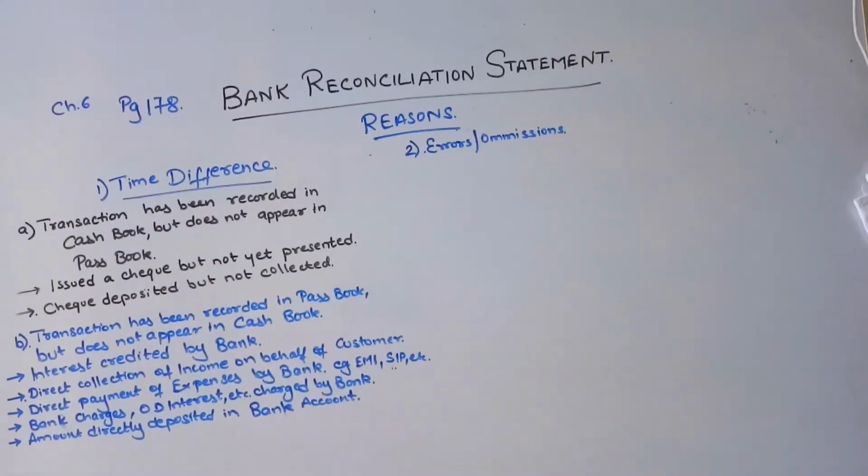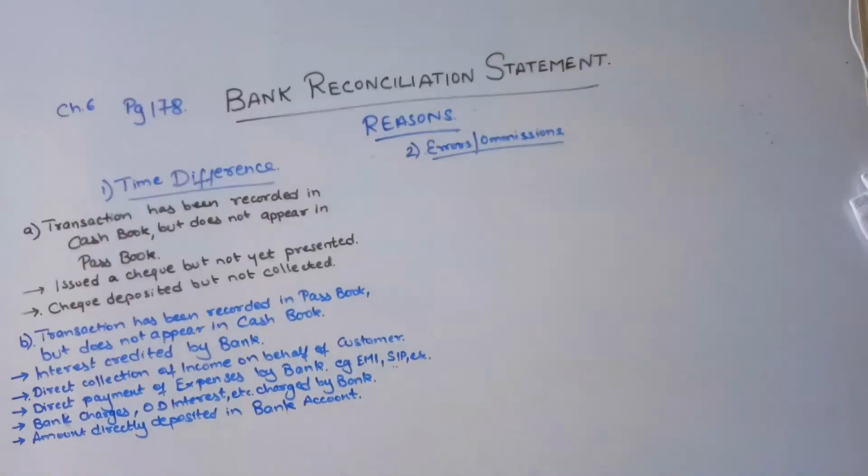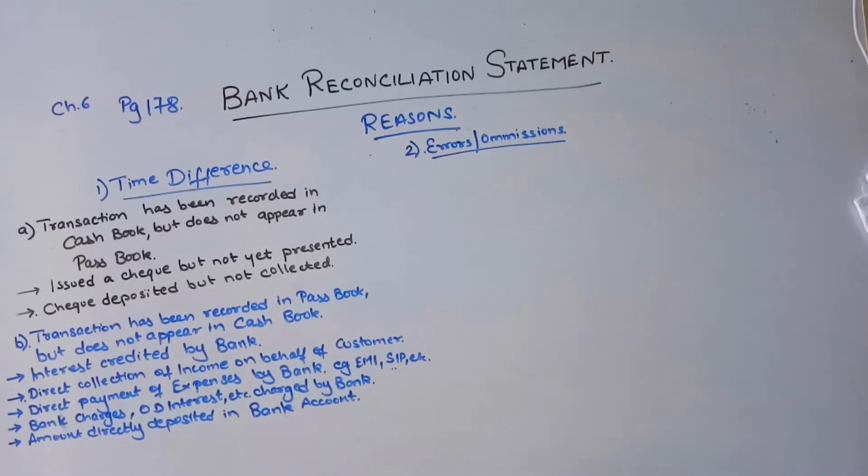Okay, errors or omissions. Under errors or omissions, what do you mean by errors or omissions? See guys, there are sometimes when, let's say, I received a check, but I completely forgot to make the entry in my cash book, and I deposited the check into my bank account. My bank balance increased, but did my cash book get affected? No, because I failed to record the transaction in my books of accounts. So that is the error, you can say. That is an error, or you can say it's an omission which has completely happened.